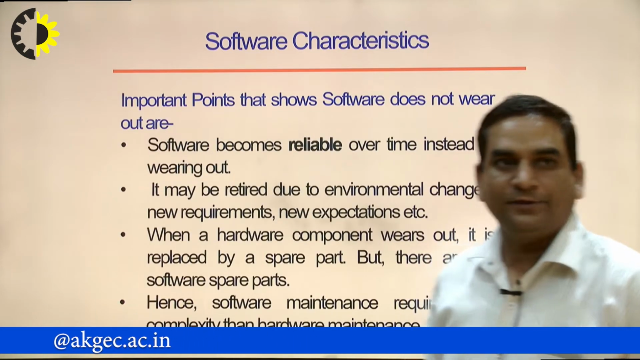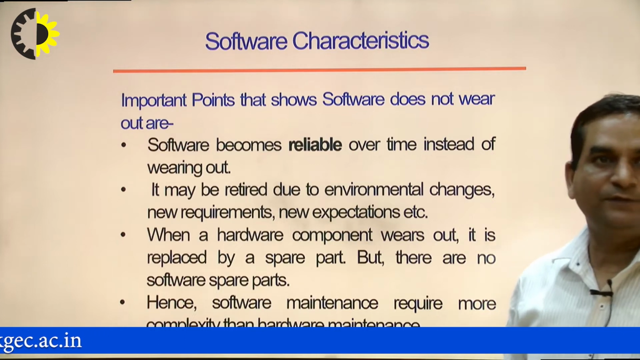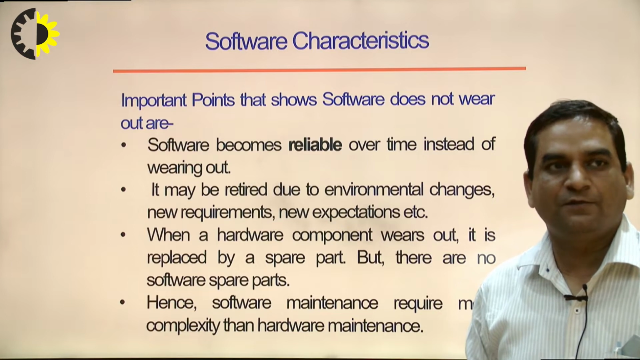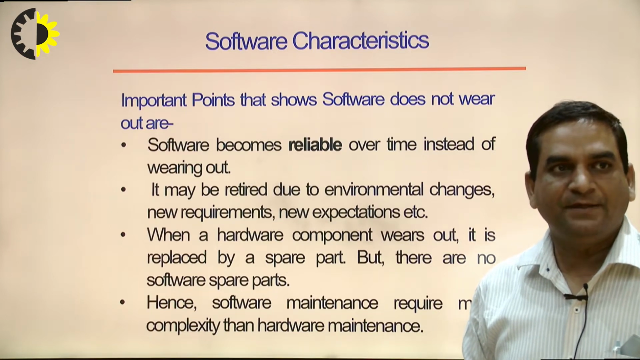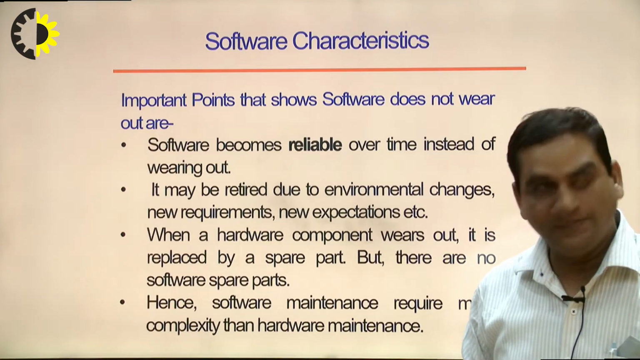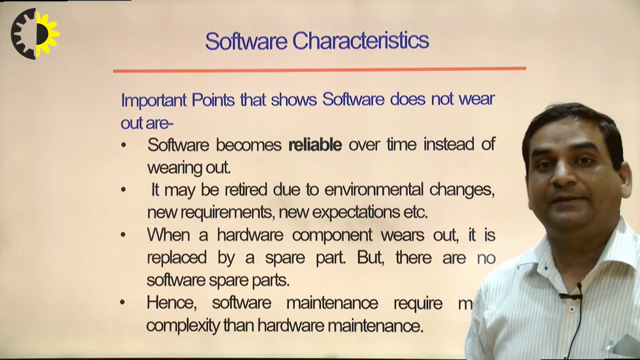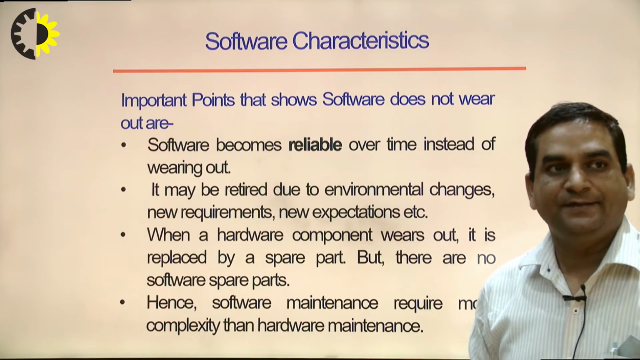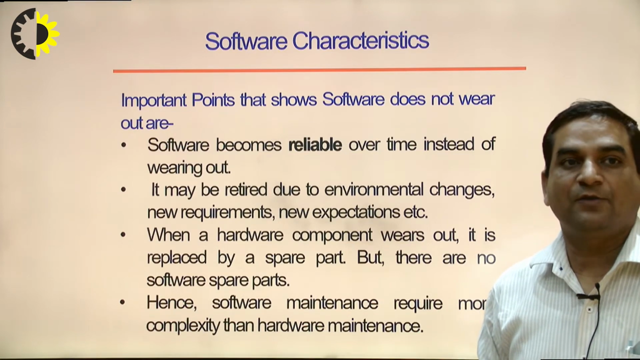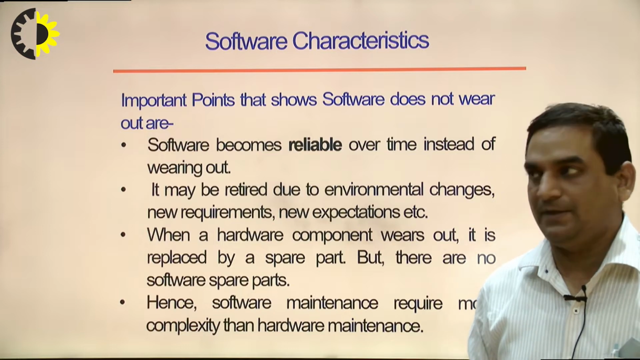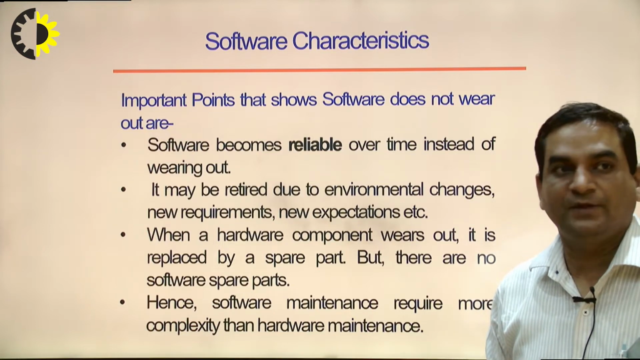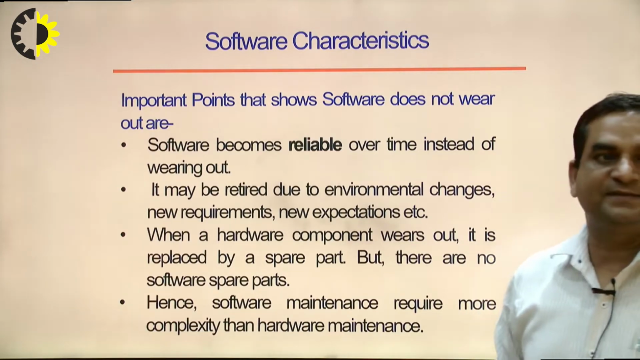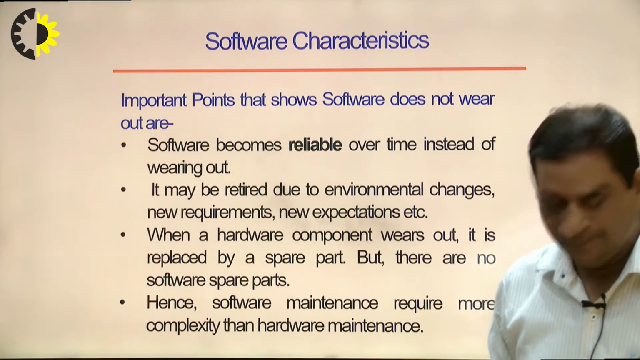What are the important points about software not wearing out? Software becomes reliable over time instead of wearing out. It may be retired due to environmental changes, new requirements, new expectations. When hardware components wear out, they are replaced by spare parts, but there are no software spare parts. Hence software maintenance is more complex than hardware maintenance.